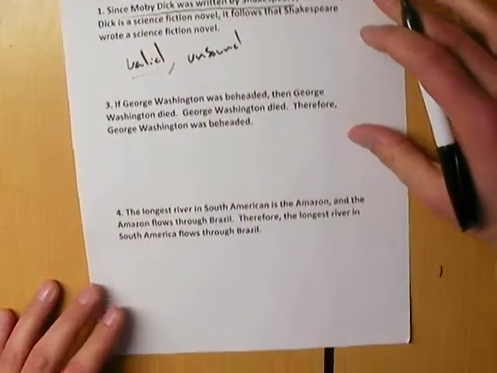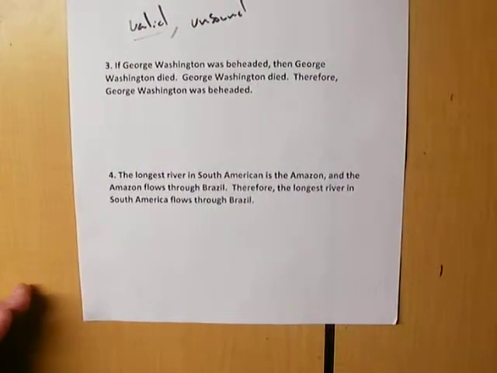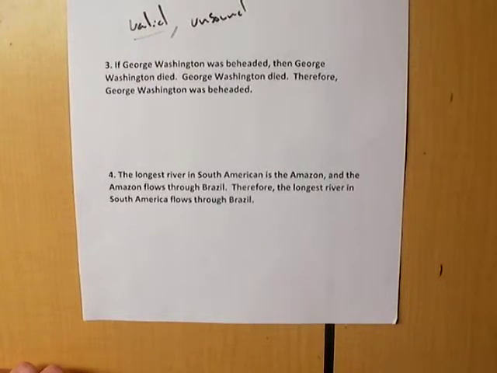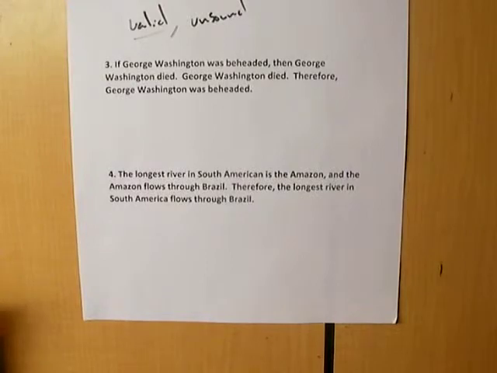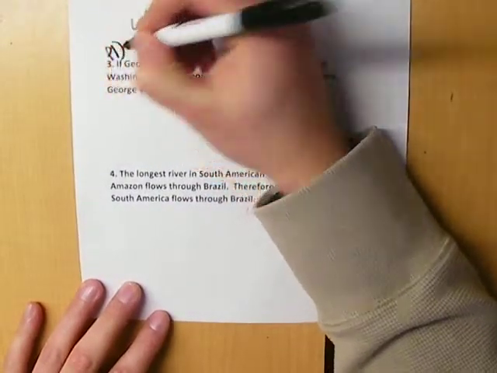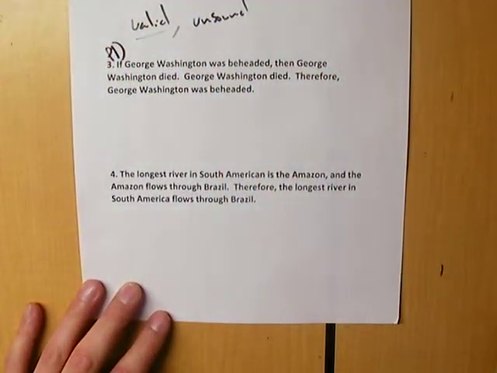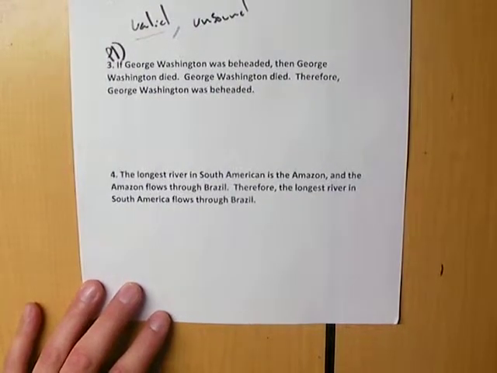Let's take a look at number 3. If George Washington was beheaded, then George Washington died. And that stands to reason, right? If his head was chopped off, then he's going to die. George Washington died. That's also true. Therefore, George Washington was beheaded. So let's break this one down. There's P1. Good practice identifying the structure of an argument, picking out those premises, picking out the conclusion. So P1. If Washington was beheaded, then Washington died.